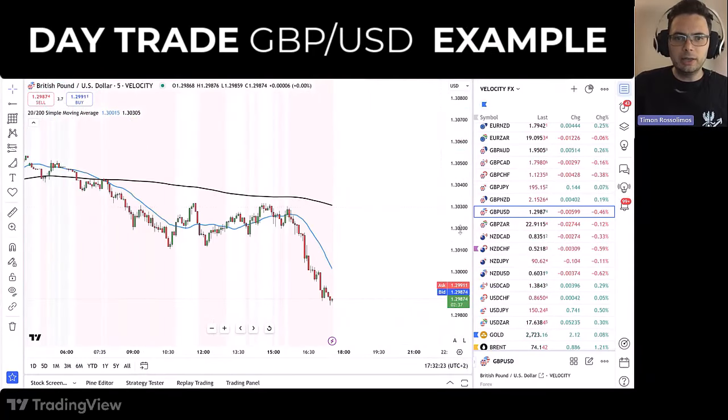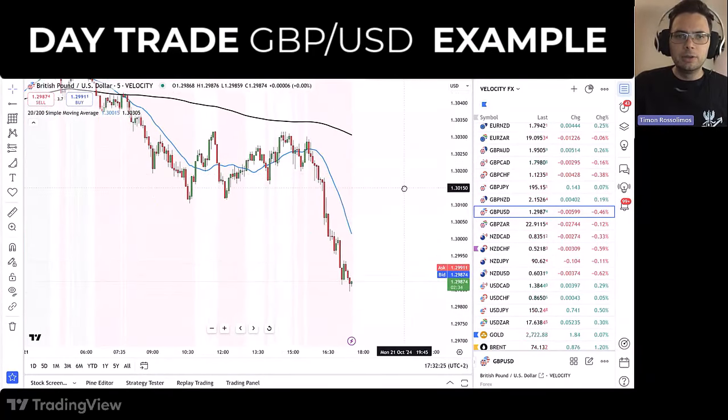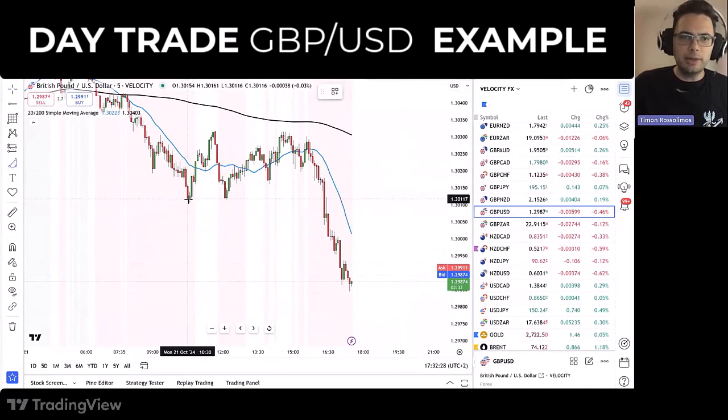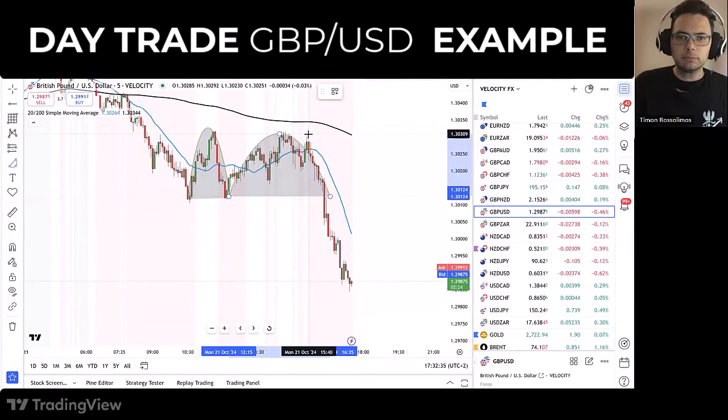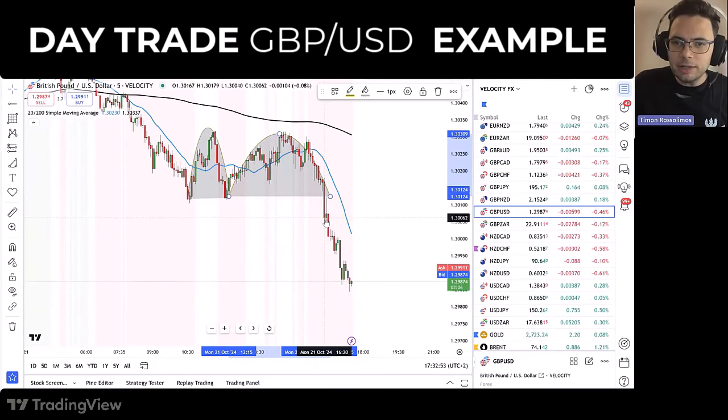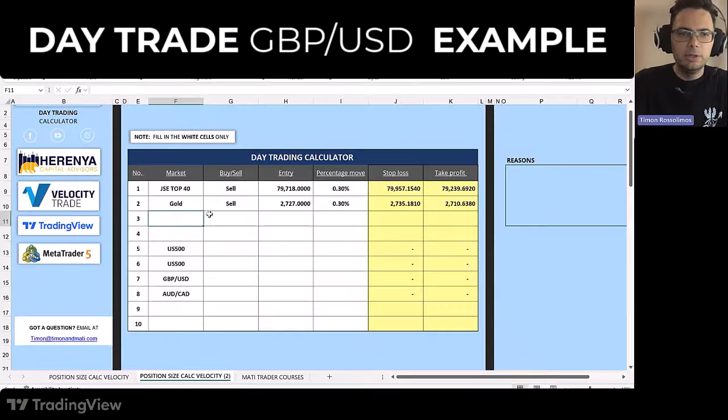GBP USD, the most recent day trade, because GBP USD is very popular. So we'll grab the one that is the most recent, which is this here, where this M formation is formed. Unfortunately, you have to take this entry because this candle did not close. So if it closed here, it would have been absolutely perfect, but unfortunately it opened here. 1.3006 GBP USD. It is another sell and short.